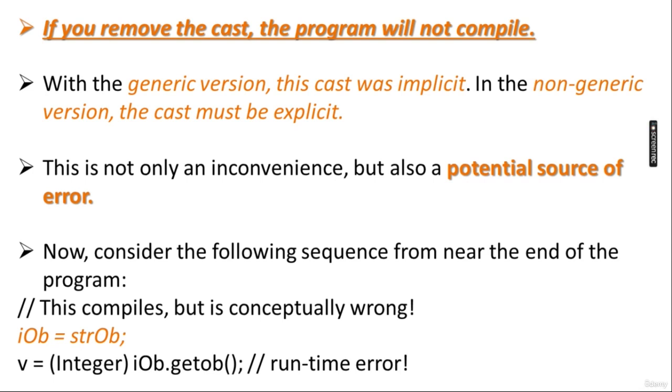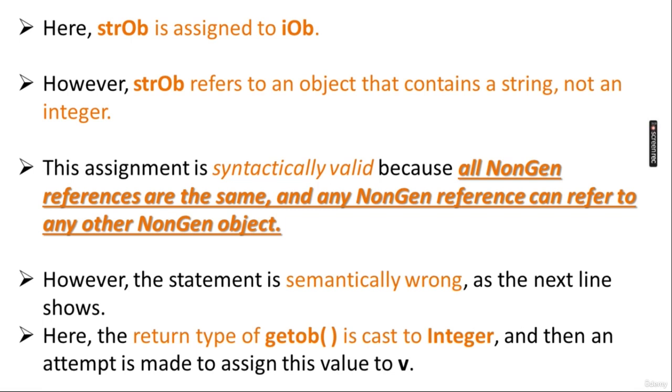Now consider the following sequence from near the end of the program: iObject = strObject. So iObject now refers to the string object, and then you are trying to convert that string to the Integer wrapper class and store it into v, which is of type Integer. So it will give you a runtime exception. strObject is assigned to iObject, and strObject refers to an object that contains a String, not an Integer.